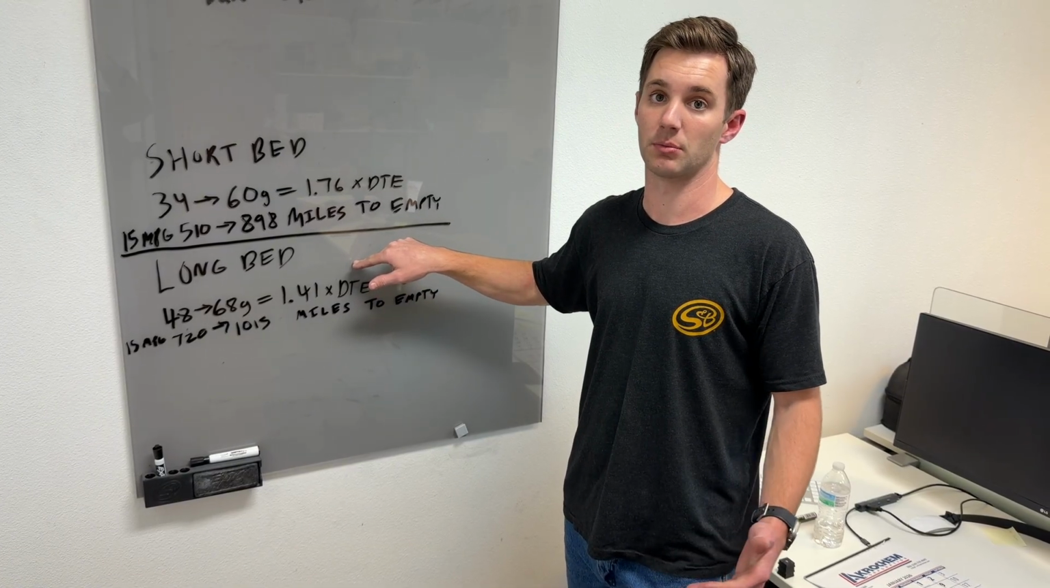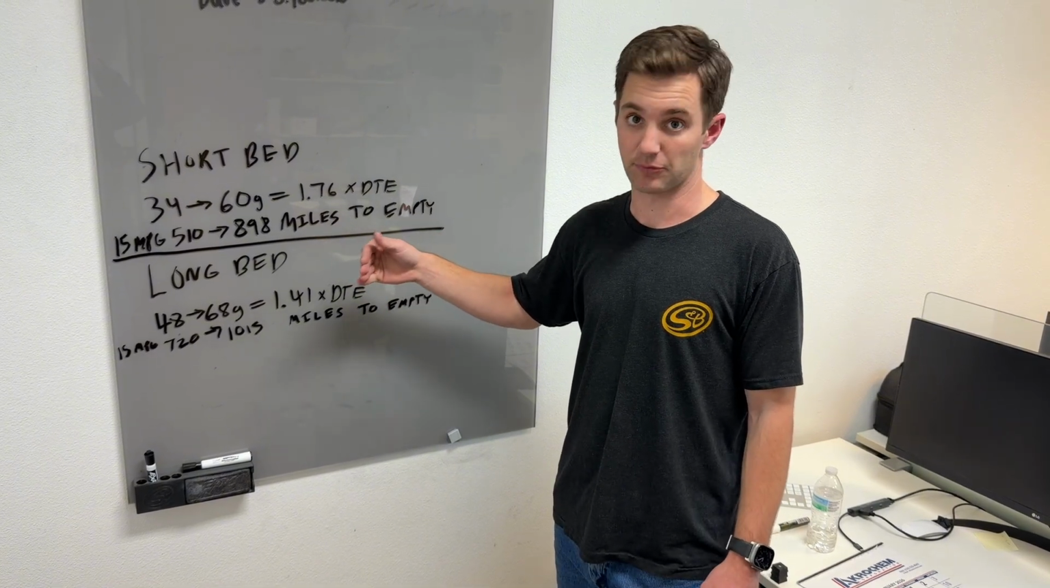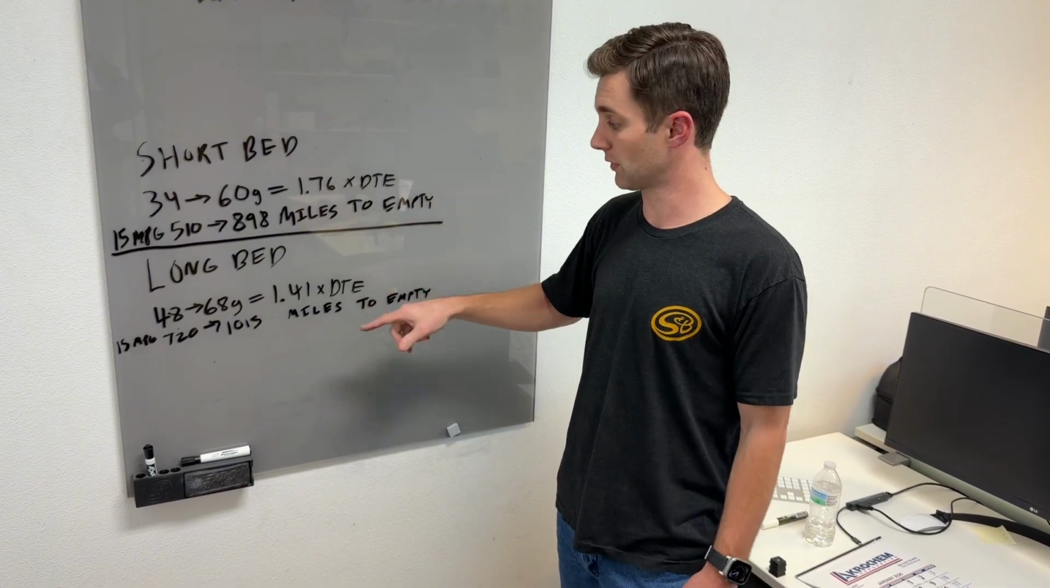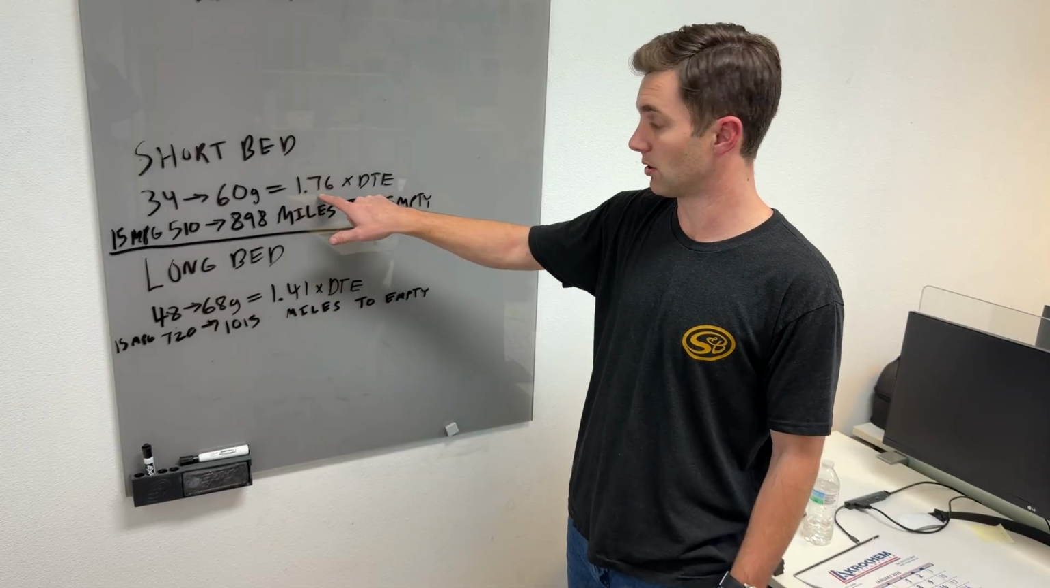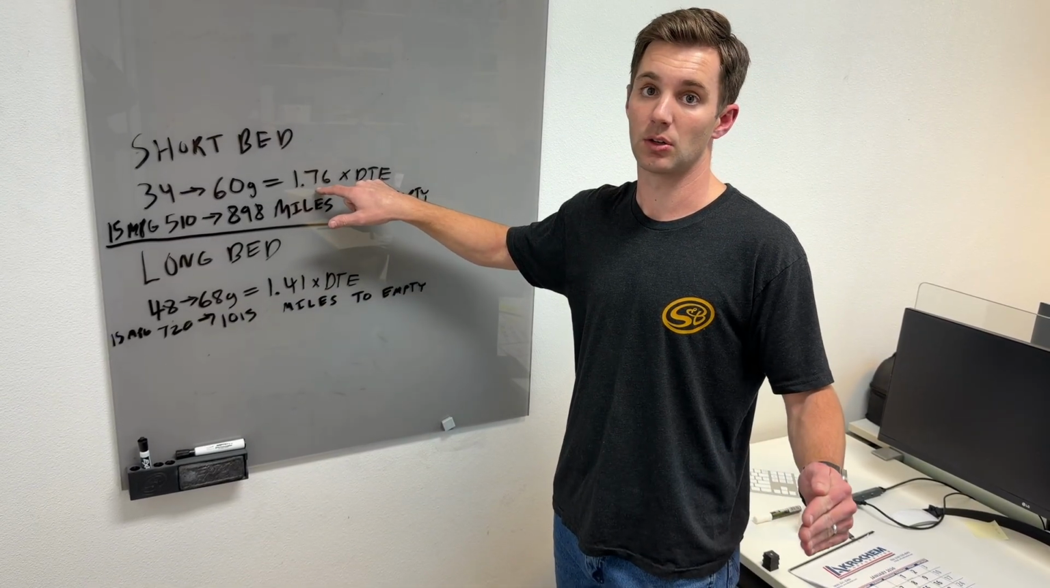And the best way to confirm that the S&B module is working is to look at your reading before installing the module, look at it after, and confirm it matches this 1.41 or 1.76 multiple. That's the only thing we're doing with this module.